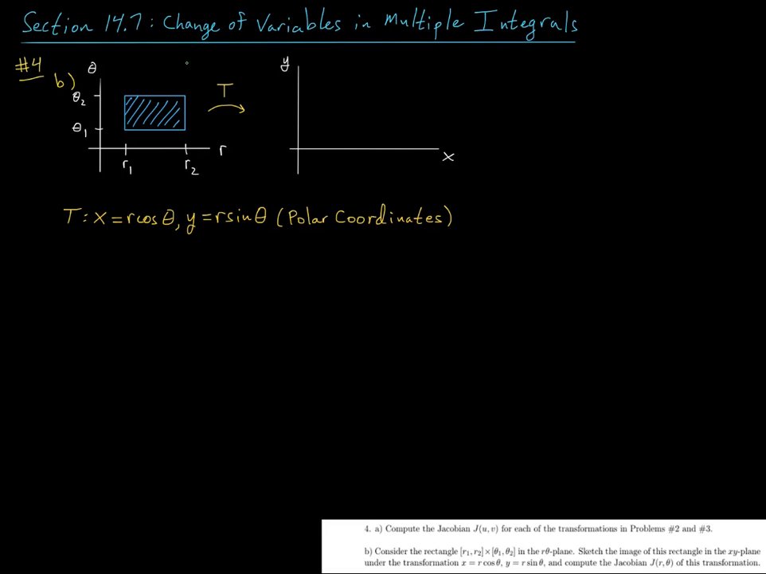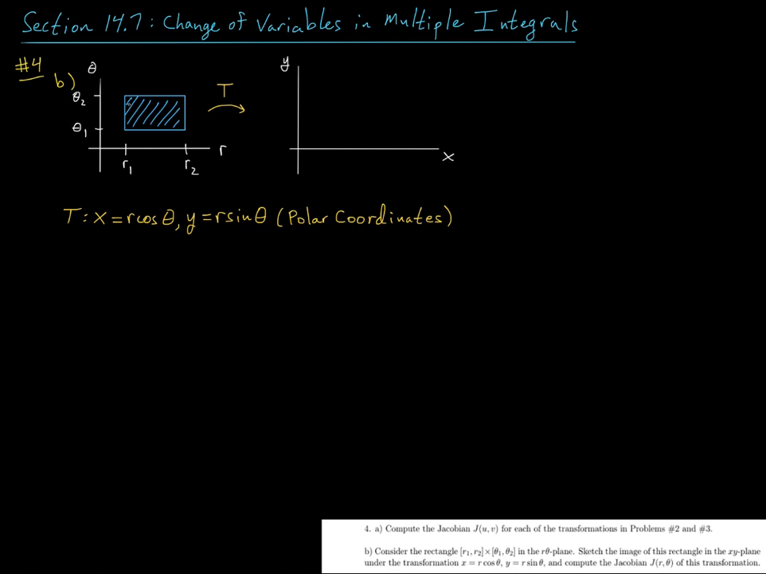All right, in this video, we're going to look at question 4b that says to consider the rectangle, which is the product of the interval of r1 to r2 with theta 1 to theta 2 in the r theta plane. Sketch the image of this rectangle in the xy plane under the transformation x equals r cosine theta and y equals r sine theta, and compute the Jacobian J of r theta of this transformation.